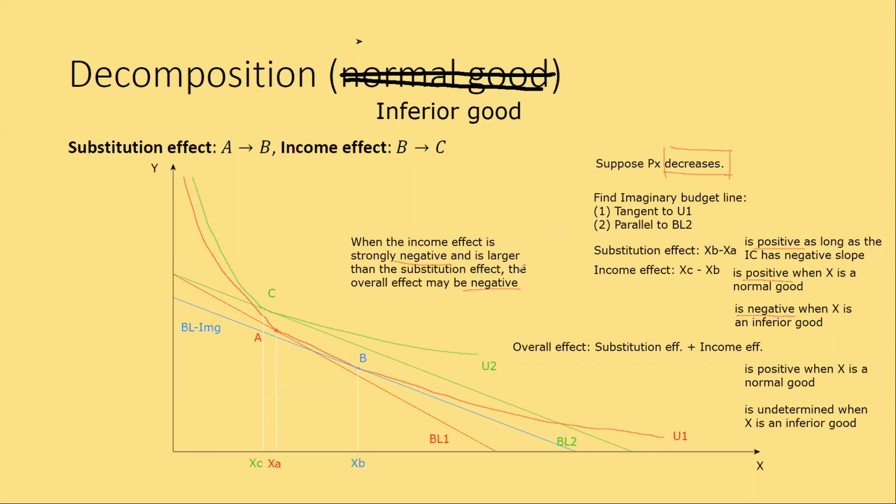So here, when the negative income effect is so large that it is larger than the substitution effect, the overall effect is negative. And why is this an interesting case? Let's see, we are looking at a decrease in the price of good X, right? So the price of good X decreases, and what we observe is that the individual's consumption of the good becomes lower. XC is smaller than XA.